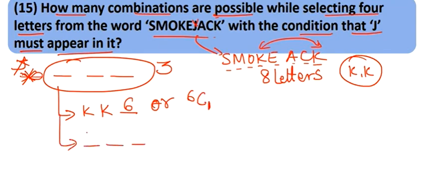What is the second possibility? That you include only 1 K. At any of these places you include only 1 K. Now you need not include K over here or over here, because it is not selection and arrangement. It is only selection of 4 letters. So you can select K for any of the places, it doesn't matter. Only selection means combination, right?